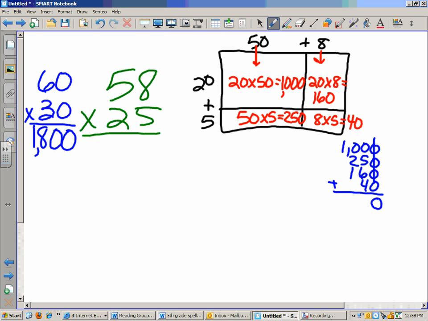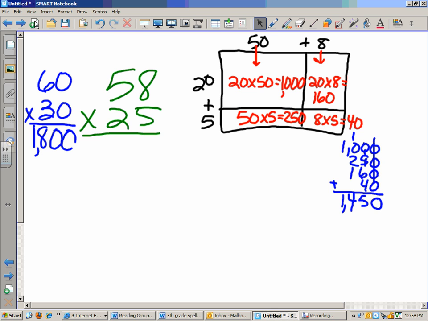So 0, we have 5 and 6 is 11 tenths plus 4 tenths is 15 tenths. So that's 5, carry the 1. 1 and 2 is 3, plus 1 is 4, and 1 comes down. 1,450. Checking with my estimate, they're relatively close, so I would feel confident in my multiplication.